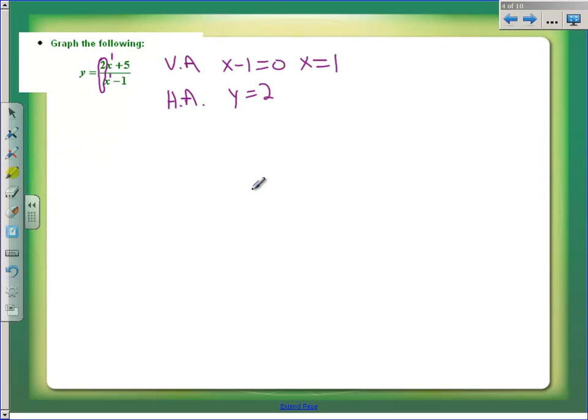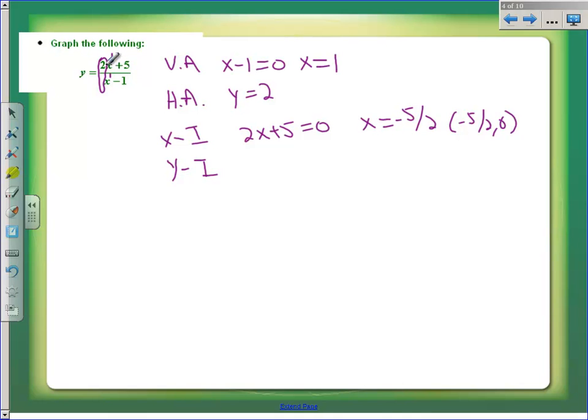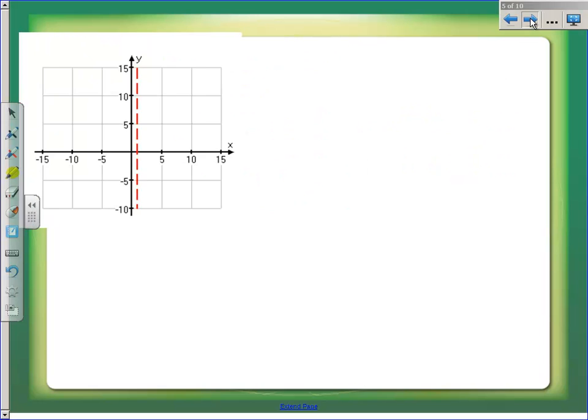Now, do we have any kind of zeros? What about x-intercept? We set the top equal to 0. And we get x equals -5/2, so that's the point -5/2 comma 0. And what about the y-intercept? For the y-intercept, we replace x with 0 and we get, what is this going to be? -5. So that's the next thing I do, is find intercepts. So let's go take a look at that picture.